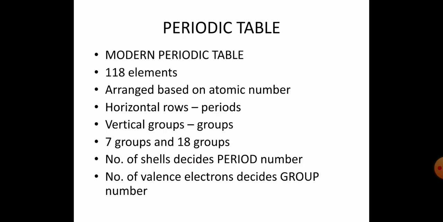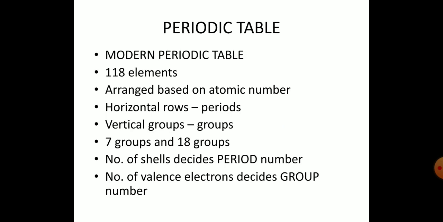Now coming to the periodic table. What do you mean by table? A table is a chart which tells about the number of elements that exist in the world. How many elements do we have? We have 118 elements.